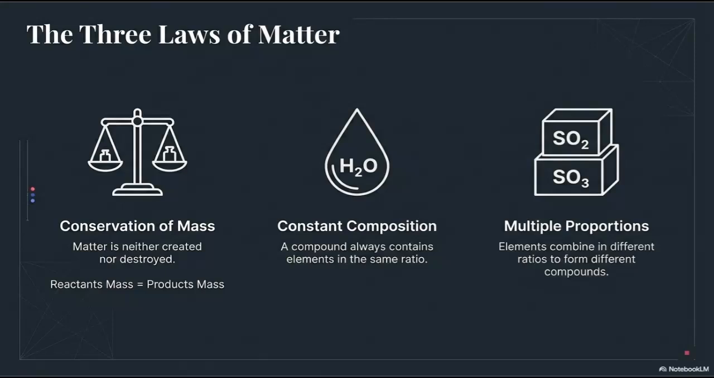Then we have the law of constant composition, which says that a compound always contains elements in the same ratio. Meaning if I have a compound made of carbon and oxygen, and I find another substance that is made of carbon and oxygen, as long as both have the same ratio of carbon and oxygen, they're both the same material. So the ratio of elements in a compound is crucial. As long as the ratio is the same, we have the same substance. If the ratio differs by a little bit, it's no longer the same substance. It has to be exactly the same.